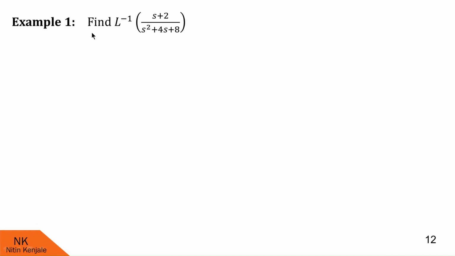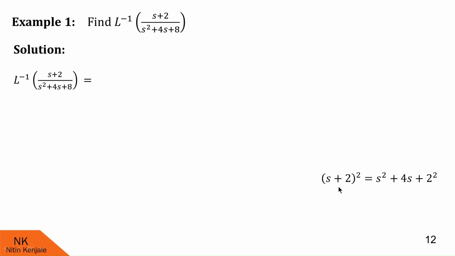In this example, we have to find L inverse of s plus 2 upon s square plus 4s plus 8. Let us look at its solution. Guys, note that in this function s plus 2 upon s square plus 4s plus 8, I see these two terms s square plus 4s when added with 2 square return s plus 2 the whole square.